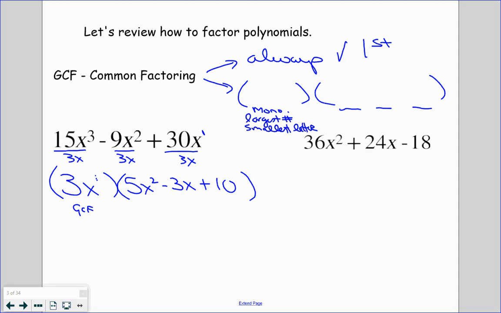Now these questions were all worth 2 marks each. 1 mark for each bracket that you found. Okay, so 1 mark for the first bracket, 1 mark for the second bracket.